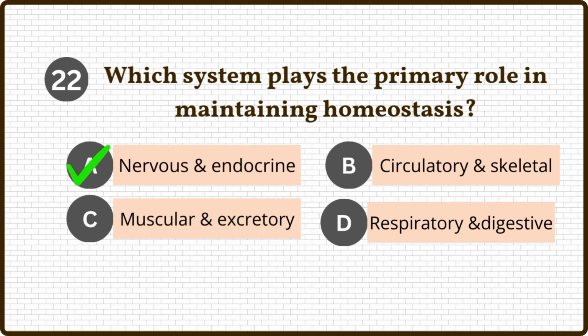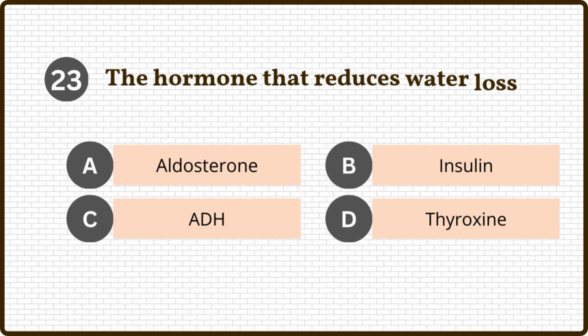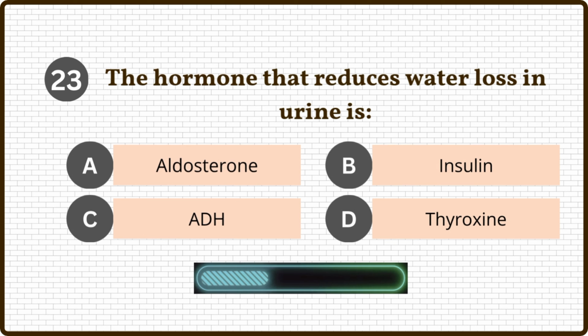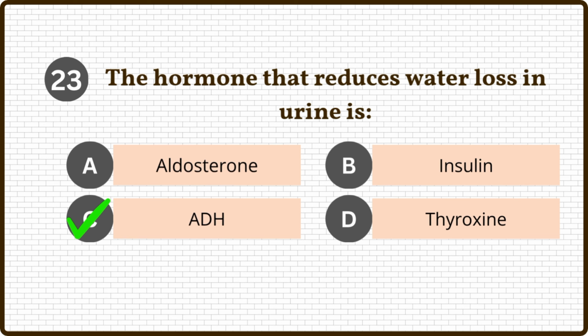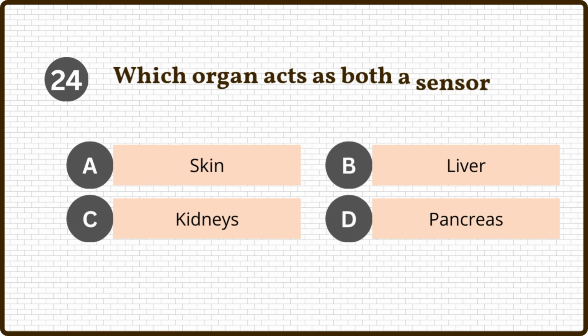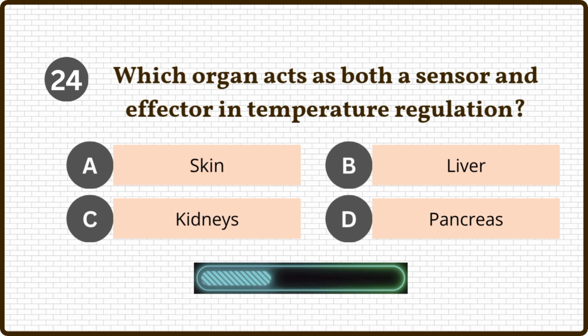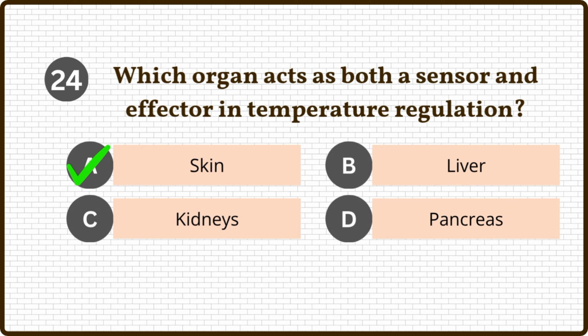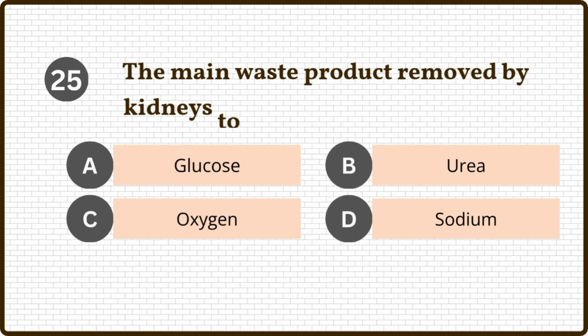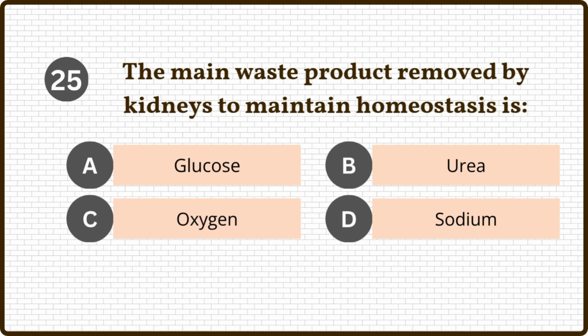Nervous and endocrine system. The hormone that reduces water loss in urine is antidiuretic hormone. Which organ acts as both a sensor and effector in temperature regulation? Skin.